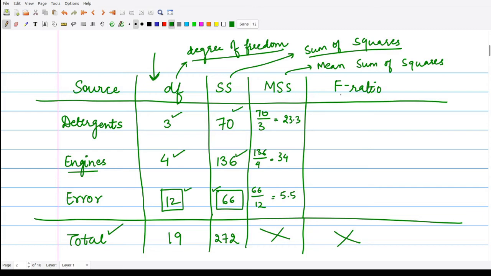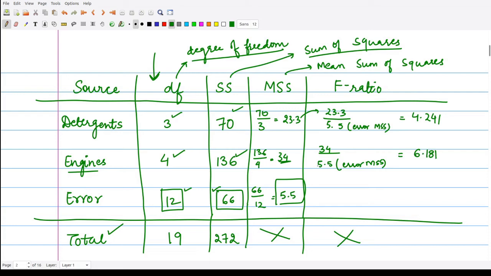For F ratio, what you will do is divide this quantity 23.3 by the error value. Now the error value is 5.5. So this is your error MSS. So this comes out to be 4.241 for detergents. This is the value for detergents. For engines, when you divide this 34 by the mean sum of squares of error, that is 5.5, you have this value equal to 6.181. When you divide this, you will obtain this.